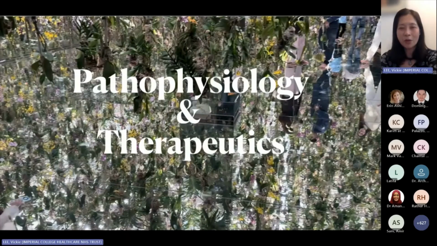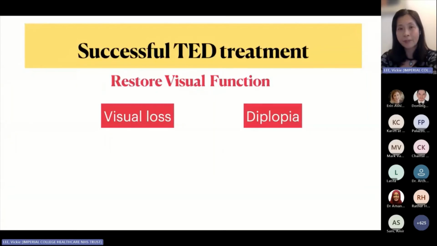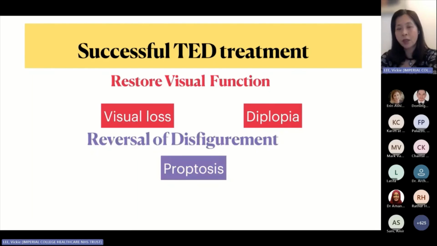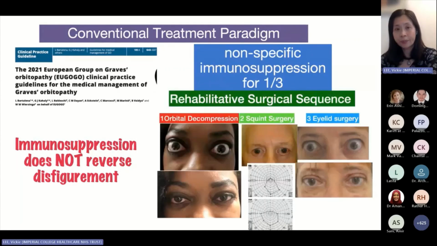So the next step I'm going to move on to is the pathophysiology and therapeutics and the new frontiers here. So what should a successful TED treatment be? It should restore visual function, both in terms of visual loss and double vision. It should reverse disfigurement, mainly the proptosis, and also have a good safety profile.